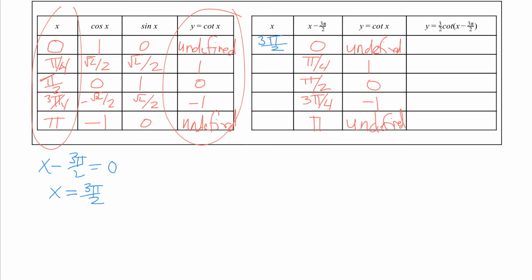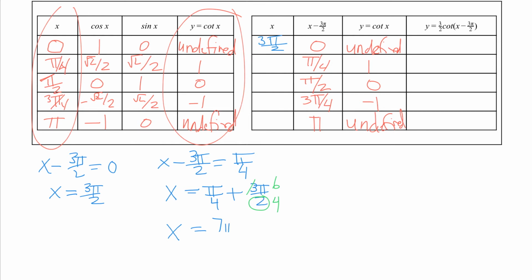And then we'll take x minus 3 pi over 2 and set it equal to pi over 4. So if we add 3 pi over 2 to both sides, we have x equal to pi over 4 plus 3 pi over 2. And we need common denominators in order to add these. To get to 4, I have to multiply by 2. So this is going to become a 4. If I multiply the top by 2, then that's going to become a 6. So basically I'm adding 6 pi over 4 with pi over 4, and I get x equal to 7 pi over 4.